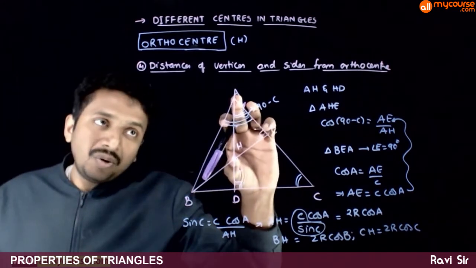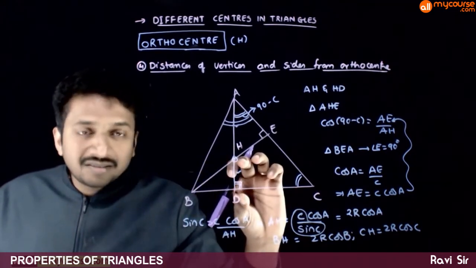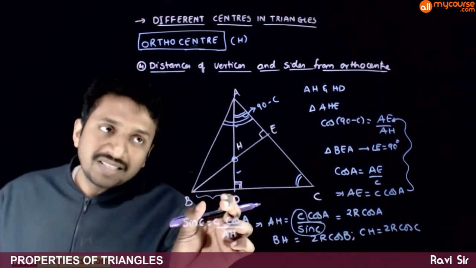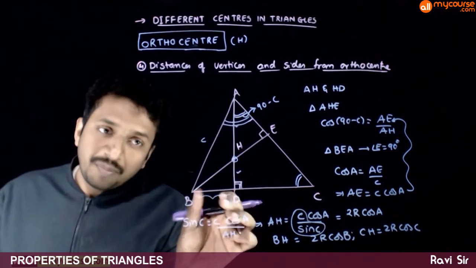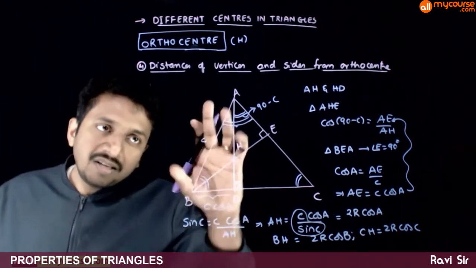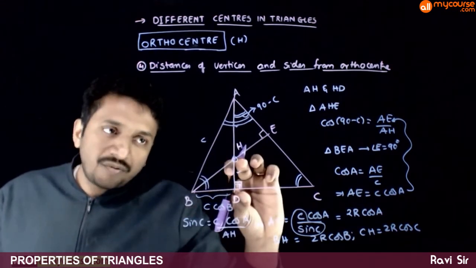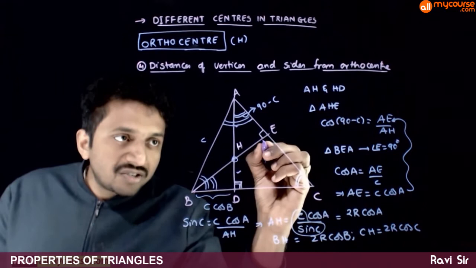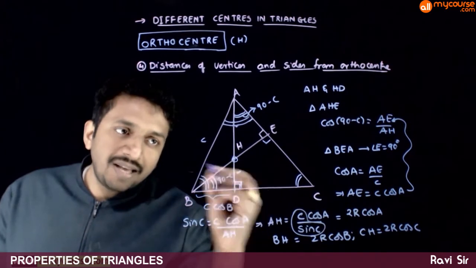Next, once you know the distance from the orthocenter to the vertices, can you find this distance, HD? This is also quite simple, because what is BD? From the projection rule, BD is nothing but C cos B, because this angle is B. So the cos component is C cos B. Now once you know this, can you find this? What is this angle? This angle can be found out from this triangle. In this triangle, one angle is 90, one angle is C. So this will be 90 minus C.